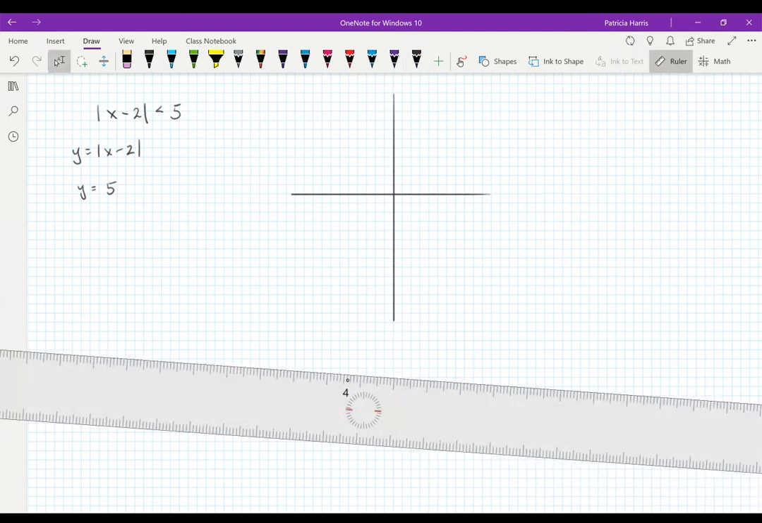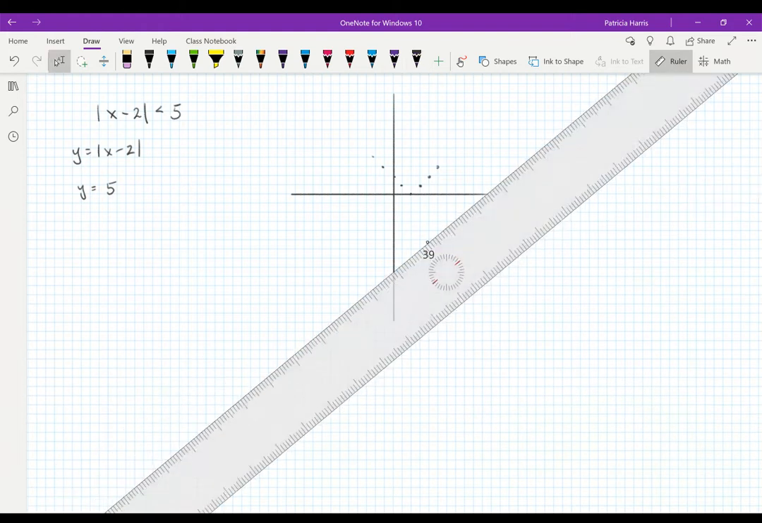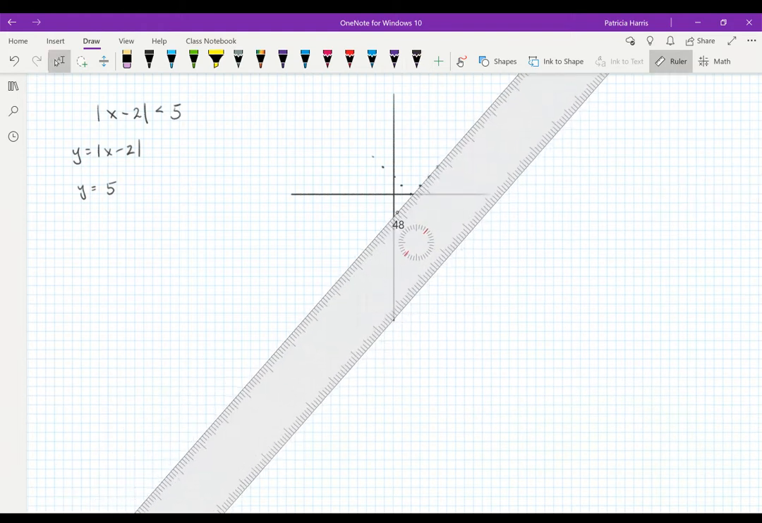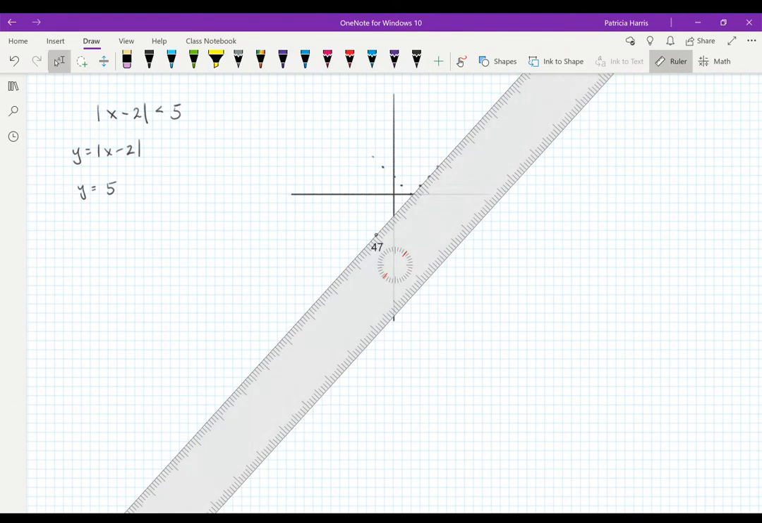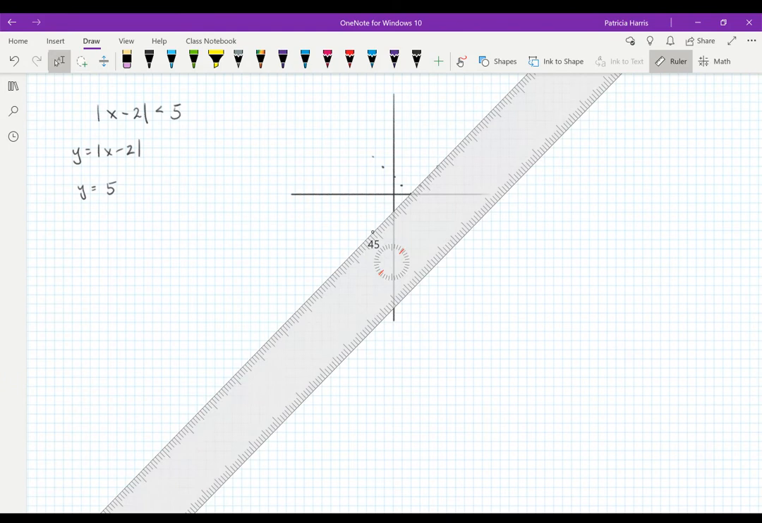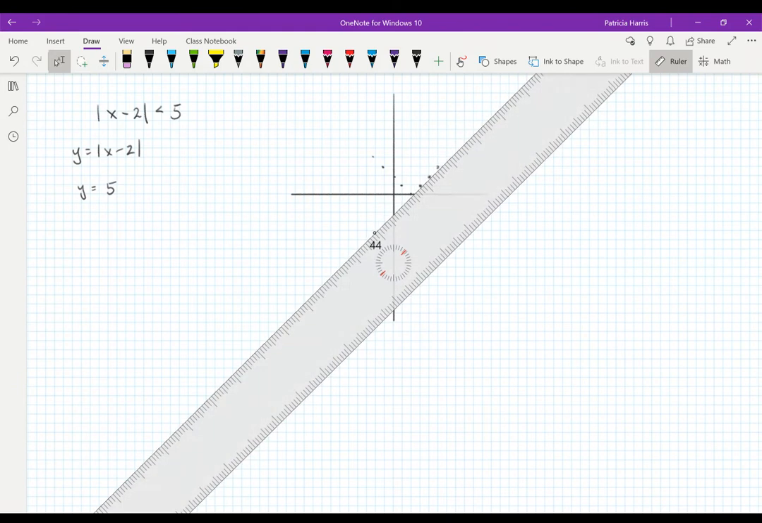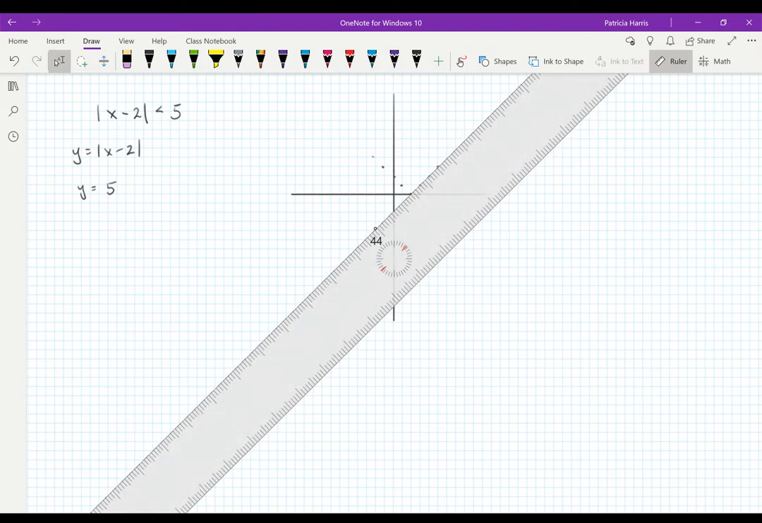Okay, so if I were to graph y equals x minus 2 absolute value, it would look like this. Okay, again, when you solve by graphing, you want to be as neat as you can. If you're not a very neat grapher, you can always use Desmos or another graphing calculator application. If you are lucky enough to have a graphing calculator, you can do that.